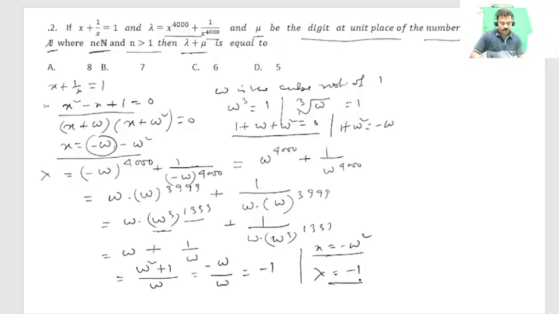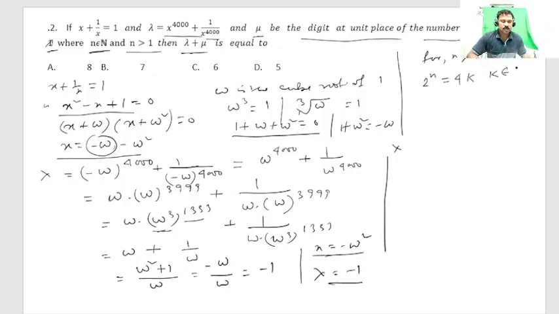The next step of the problem: for n greater than 1, 2 to the power n is 4k, where k belongs to capital N.